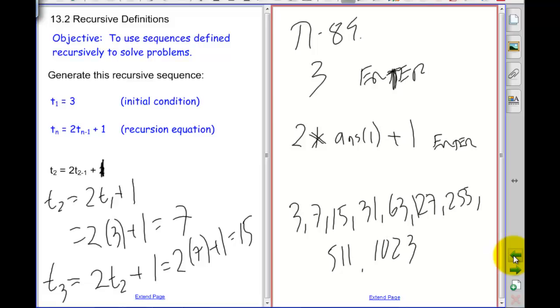Right. Yeah. Now, this is what's nice about the 89: you can do more than one previous answer. That's why it's answer sub 1. It's the first answer going backwards from your current window. So you can do answer 2, answer 3, and so forth.